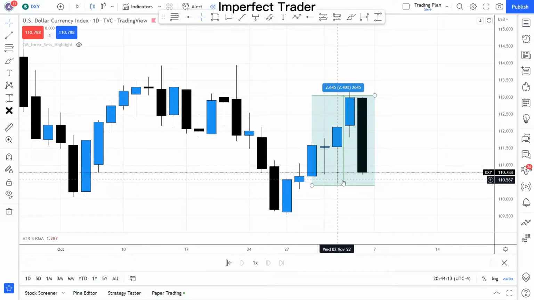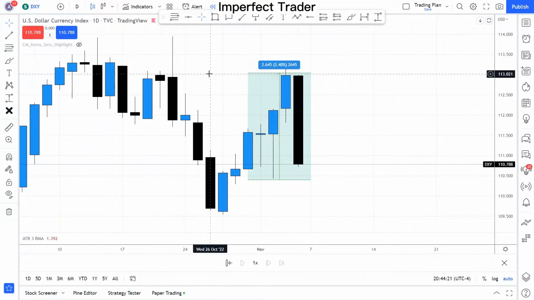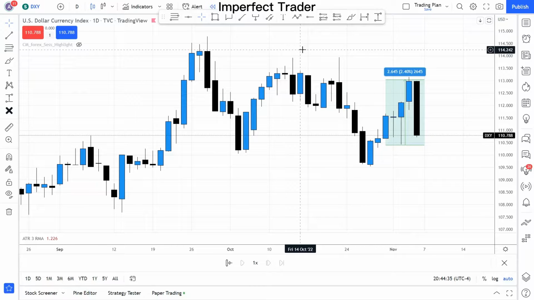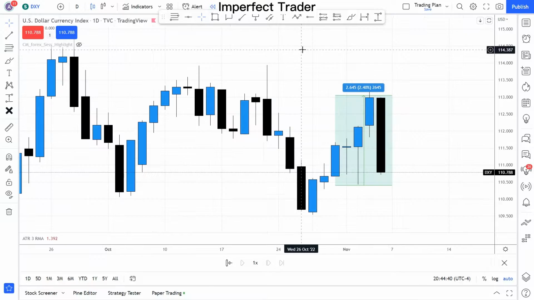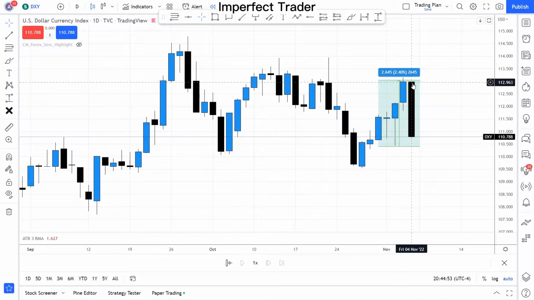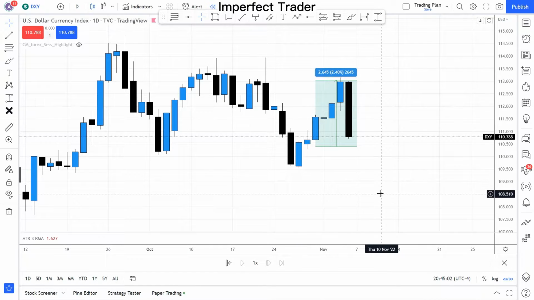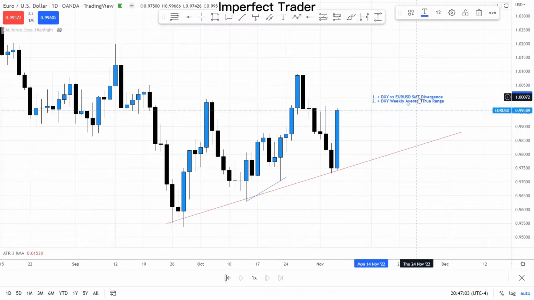But there's much more than just the range itself, but this can be a confluence. I think calculating the range increases your probability a lot, because unless there is some kind of black swan event, a pair will usually move within its daily range or weekly range. They usually respect the range, and here you can see how beautifully it unfolds. All right, so this is the second thing we have: the range is 2.6. So we have two things. The first one is SMT, and the second one is the DXY weekly average true range.